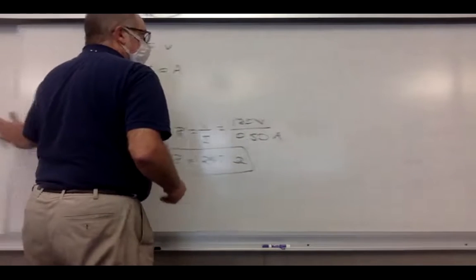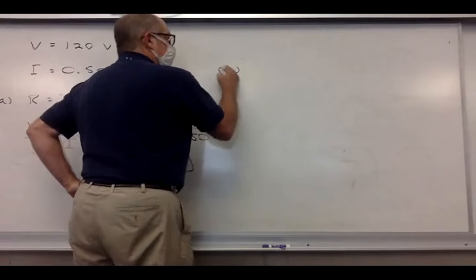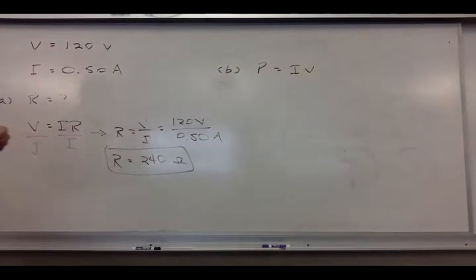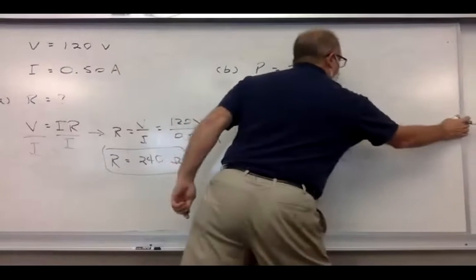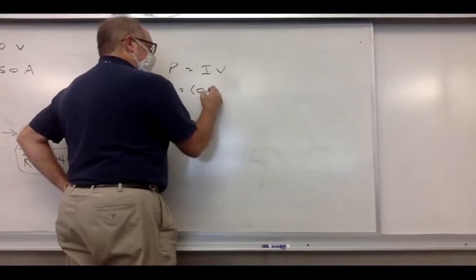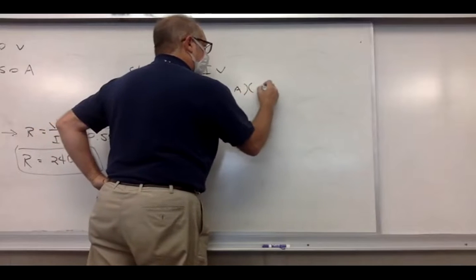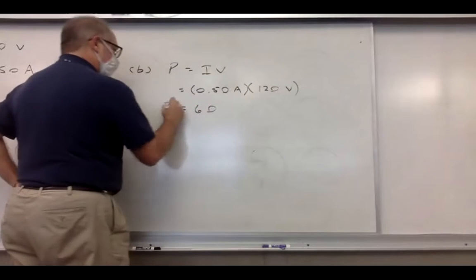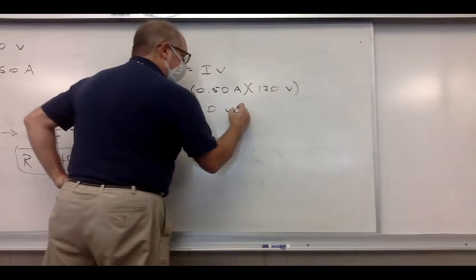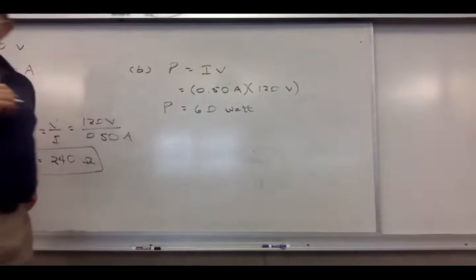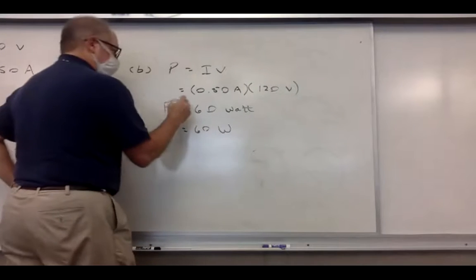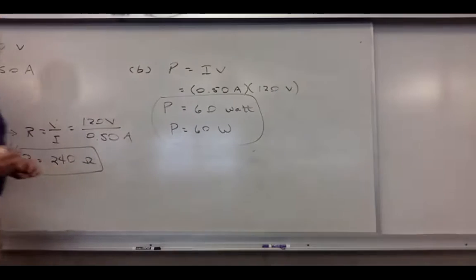Okay, and then the power for part B, it also asks for the power. So P is equal to I times V. That's the power equation. Current of a half an amp, voltage of 120. So half an amp times 120 volts, a half times 120 is 60. And the unit for power is the watt, named after an English guy by the name of James Watt. We can abbreviate that capital W. So there's your power there.